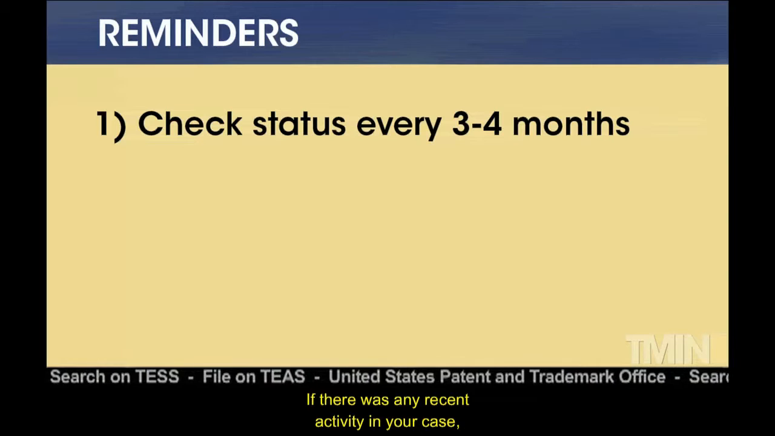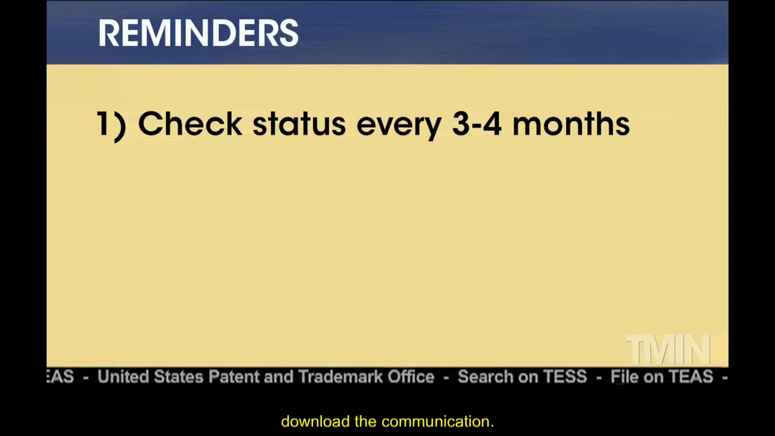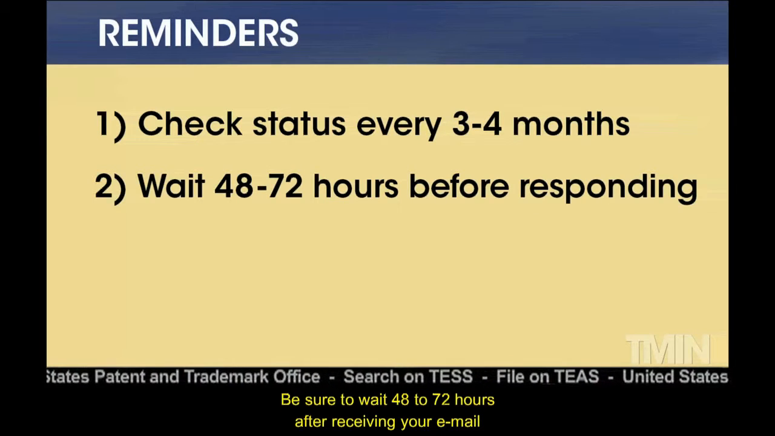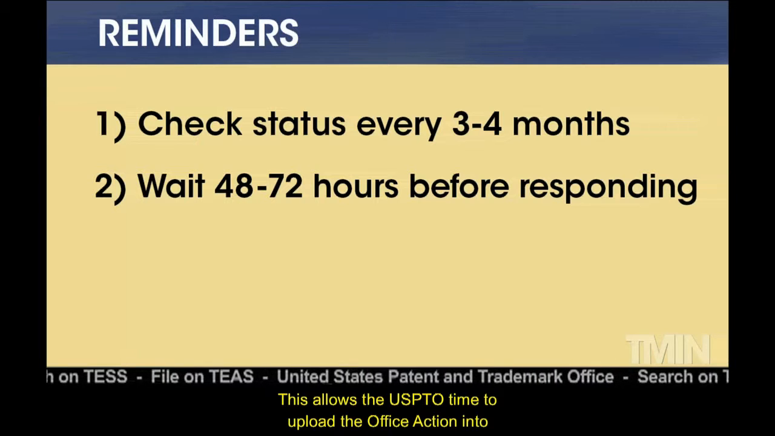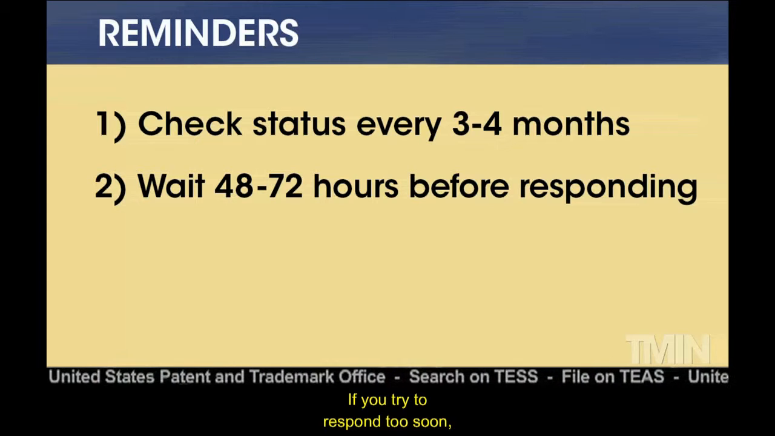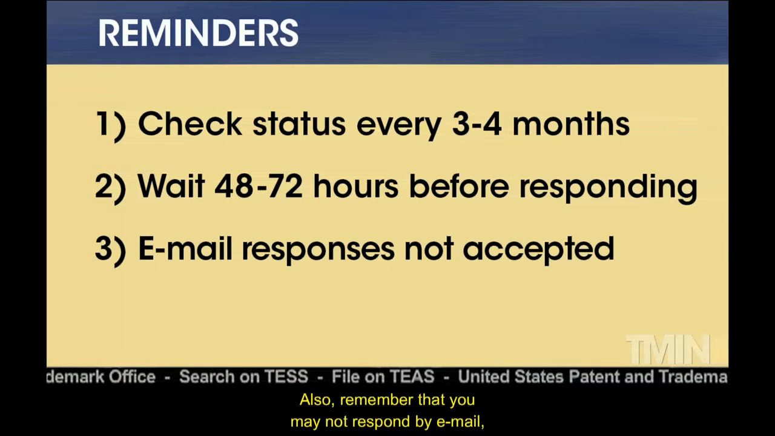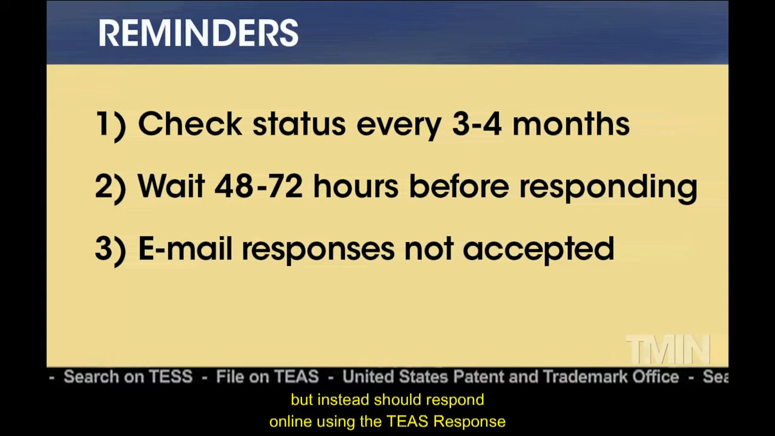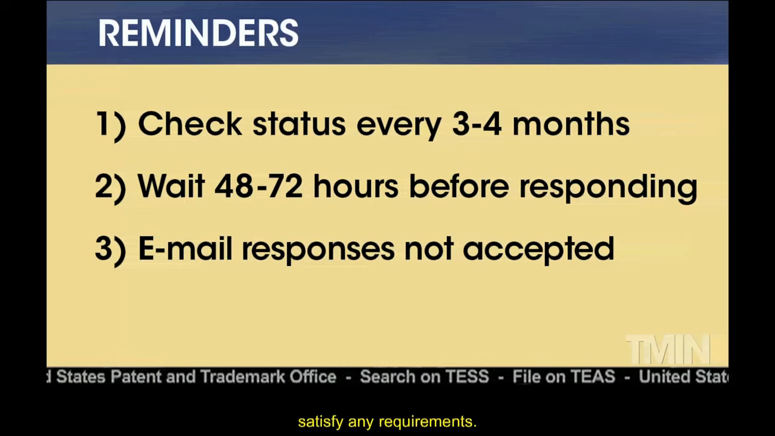If there was any recent activity in your case, you'll see it in the system and you can easily view or download the communication. Be sure to wait 48 to 72 hours after receiving your email notice that an office action has issued before attempting to respond. This allows the USPTO time to upload the office action into all USPTO systems. If you try to respond too soon, the response form will not work. Also, remember that you may not respond by email, but instead should respond online using the TEAS response to office action form to address any refusals and satisfy any requirements.